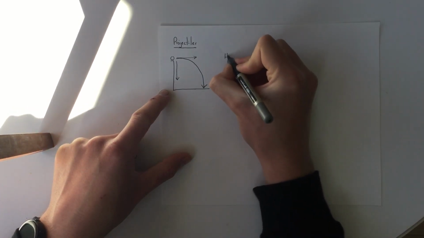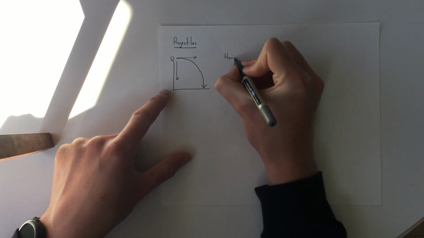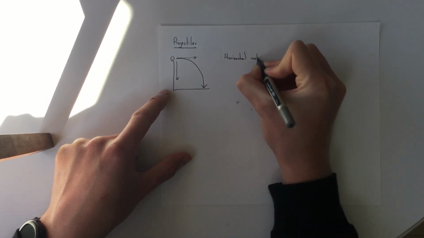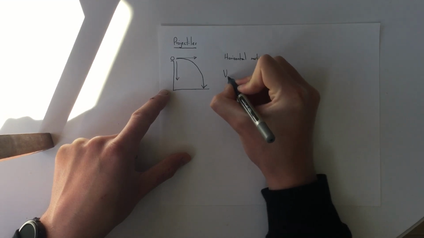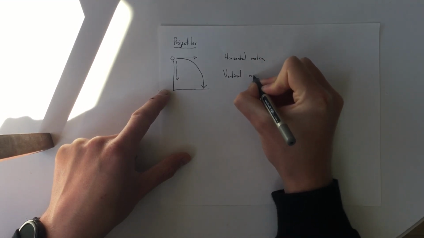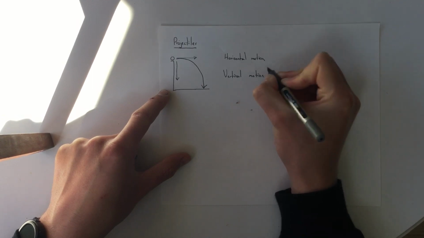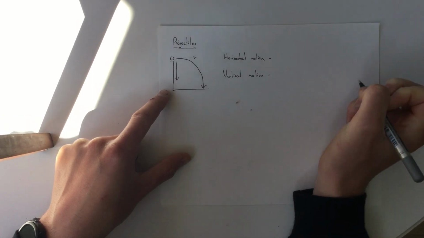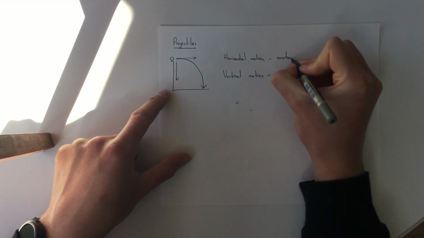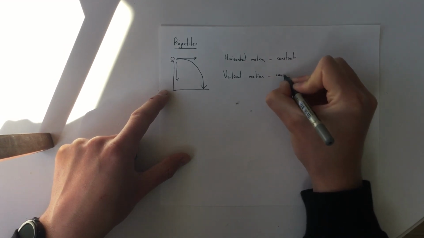So we have a horizontal motion and we have a vertical motion. Both of these motions come together to produce that curve. And they actually both have a constant, so one constant here and one constant here.